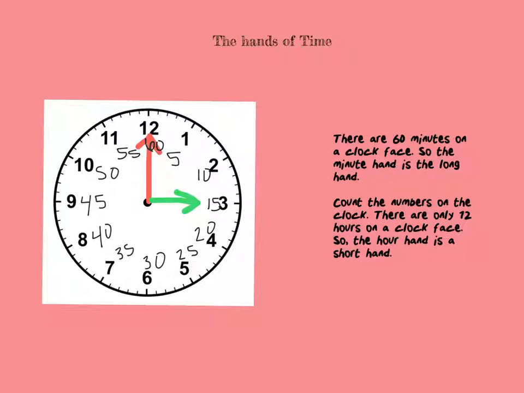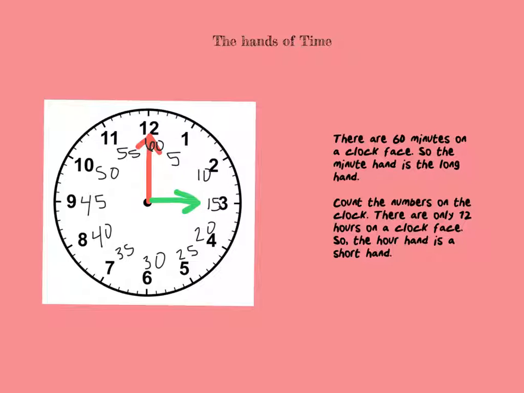There are 60 minutes on the clock face, so the minute hand is the long hand. So here's our long hand, and if you look, we have 60, 5, 10, 15, 20, 25, 30, 35, 40, 45, 50, 55, 60. Those are our minutes. We count from 12 to 1 is 5 minutes. So we're going to count by fives.